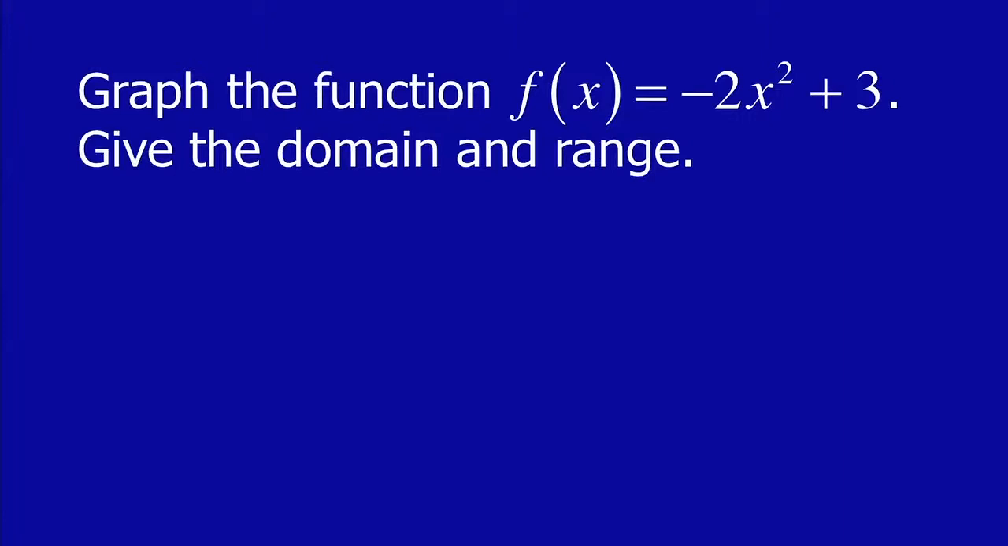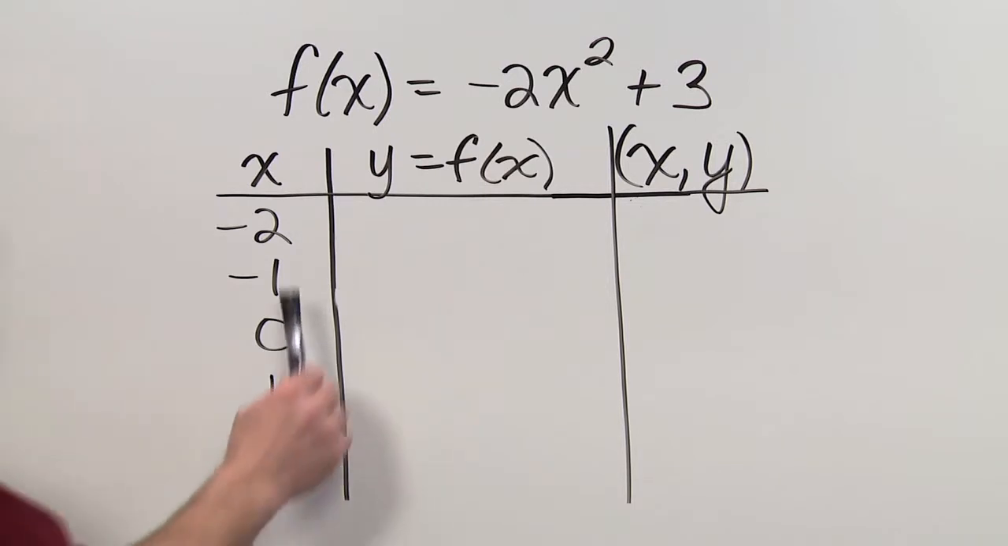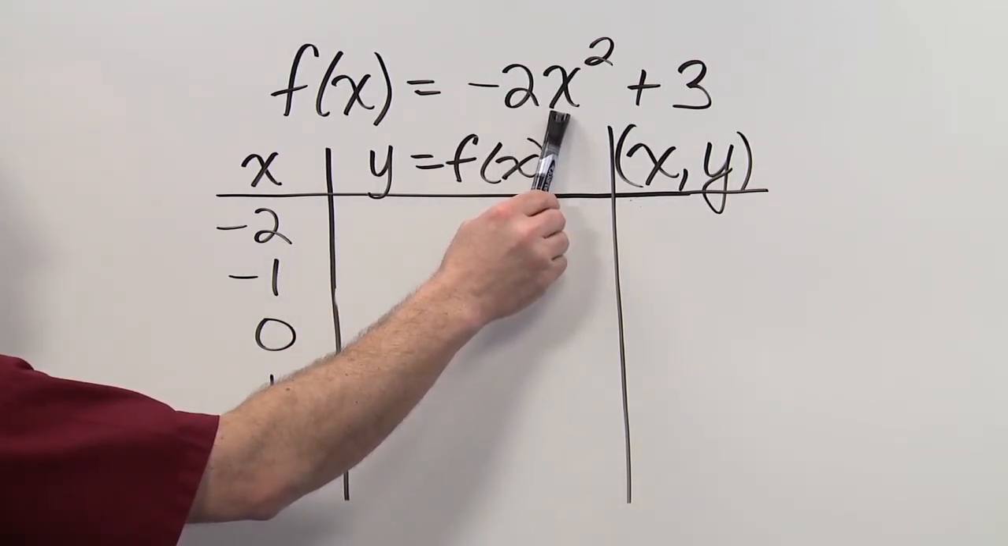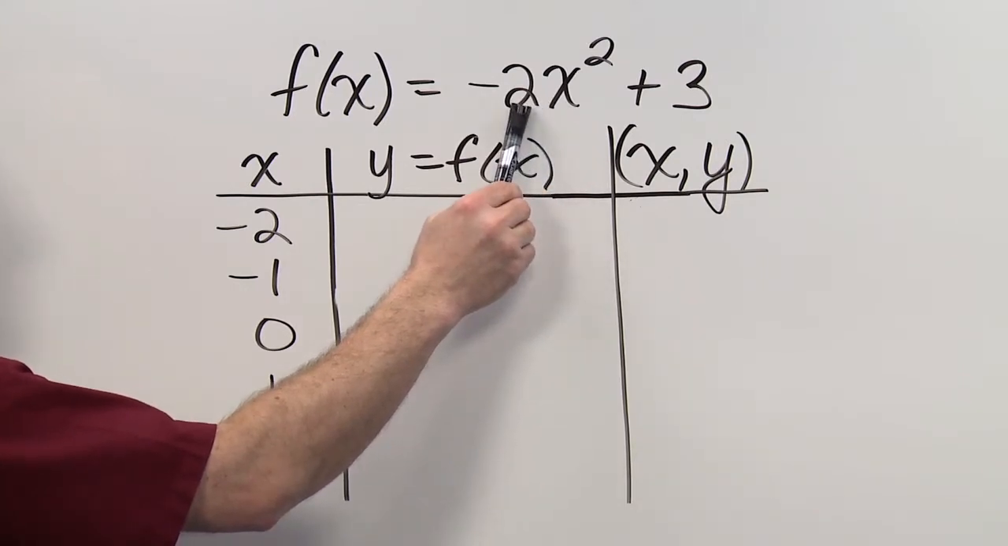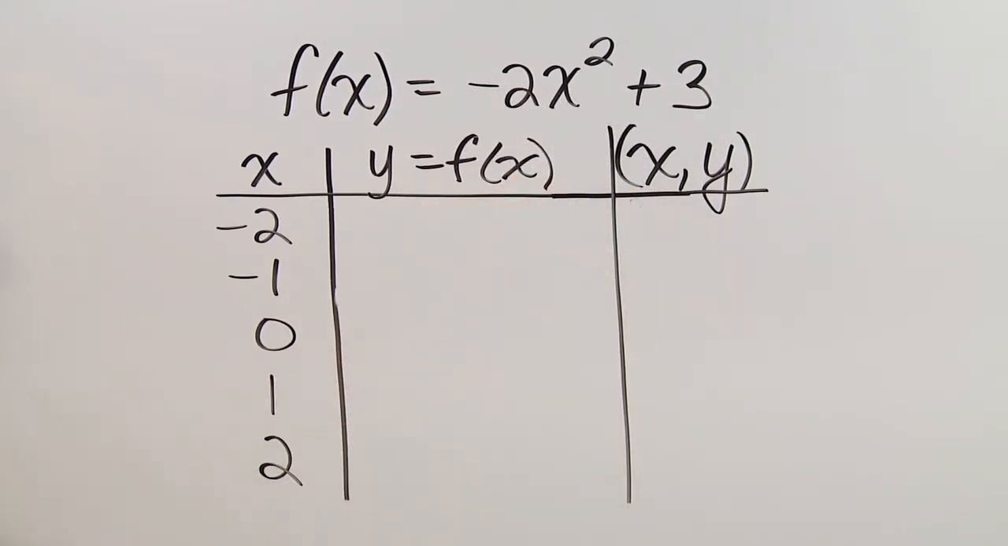Graph the function f of x equals -2x squared plus 3. Give the domain and range. So let's make a table of values. I've selected some values for x, which is the input, and we put that in for x here and evaluate it by first squaring it, doubling it, multiplying by -1, and then adding 3.